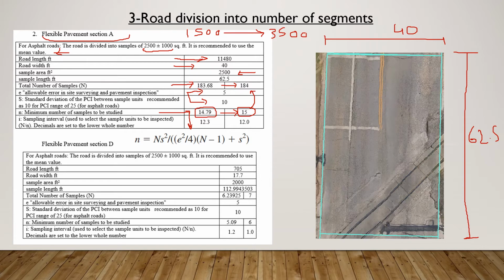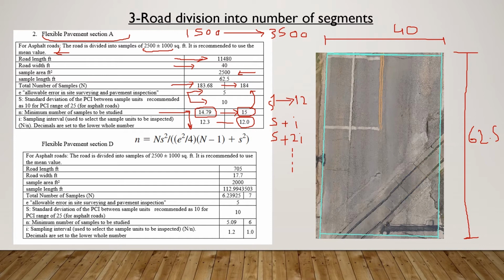The sampling interval calculated was equal to 12. So we are free to start our inspection between the first sample and the 12th sample. This will be S, and the next sample to be studied will be equal to S plus I, which is 12. After that, S plus 2I, and so on.